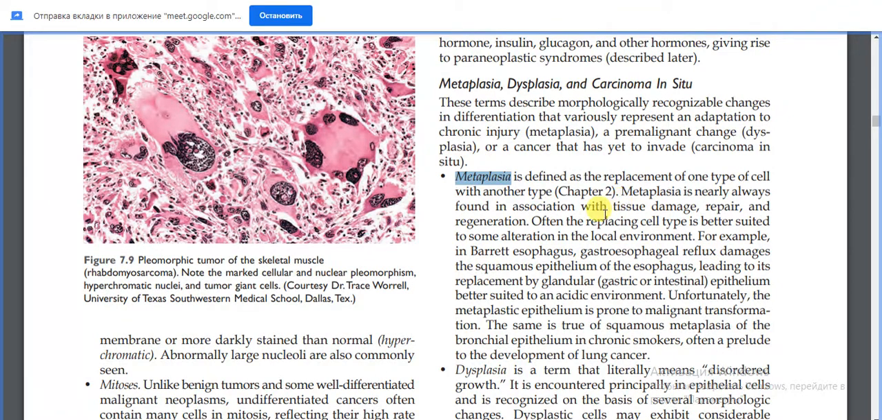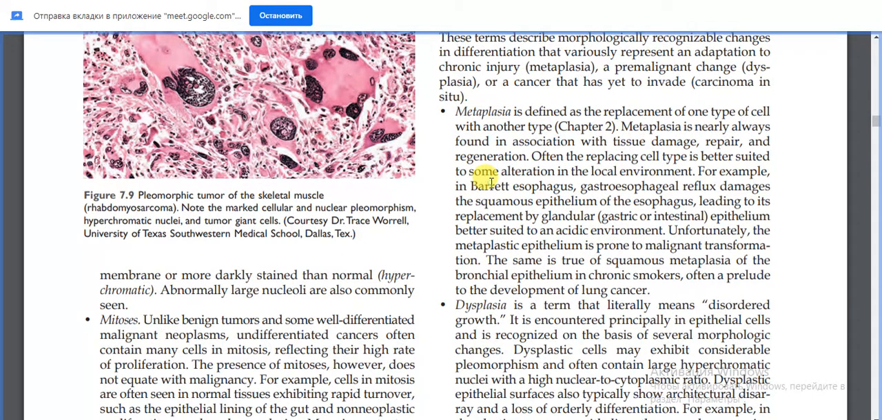So this is Barrett's esophagus. This glandular epithelia, which appeared instead of stratified squamous epithelia, is able to proliferate much faster than normal glandular epithelia, and it might cause cancer. Barrett's esophagus is a typical pre-cancer disease, because the next step after metaplasia is dysplasia, and then it causes adenocarcinoma.